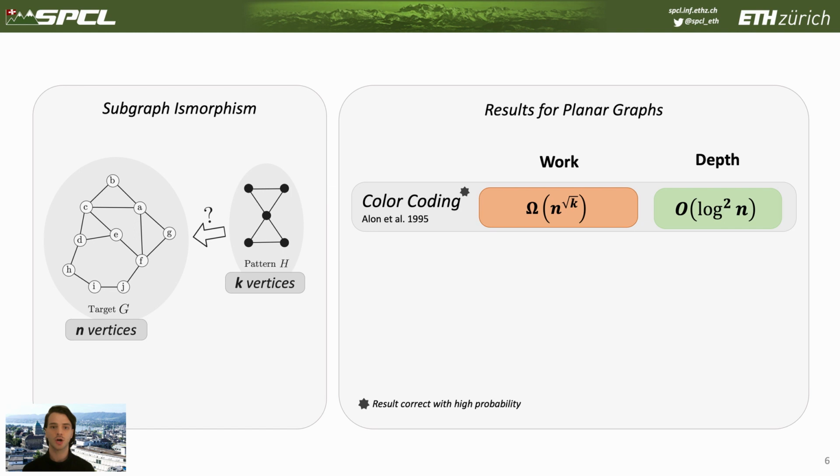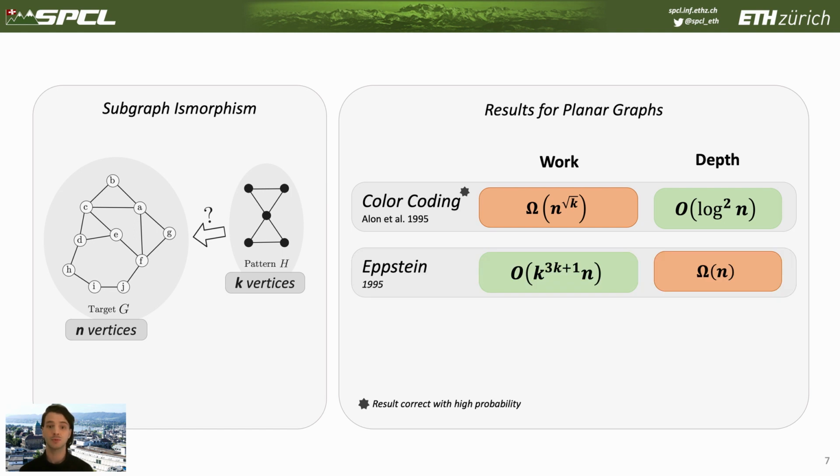Previous research on the topic includes the randomized color coding algorithm. It achieves small depth, but the work grows quickly and is only polynomial for constant size patterns. Epstein proposed an algorithm whose runtime grows linearly with the size of the target graph. However, its depth does so too.